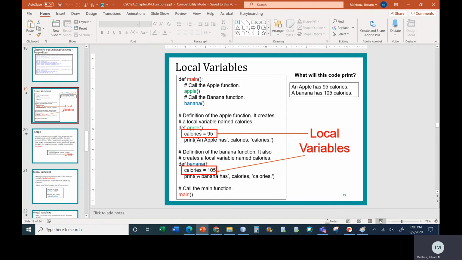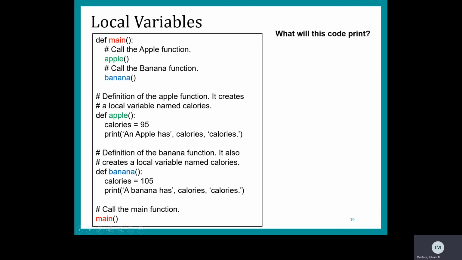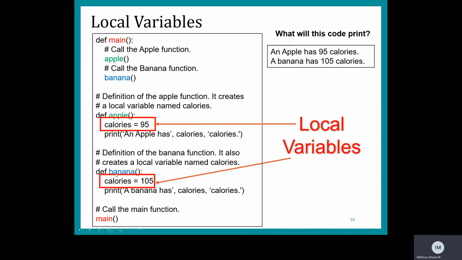So here, if we look at this code, it's similar to what we had. I have main, which has a call to apple and banana. Apple has a variable called calories. Banana has a variable called calories. It doesn't matter. These are two different variables. They exist in two different RAM spaces. One that belongs to calories under apple, and one that belongs to calories under banana. Okay, so these are called local variables.